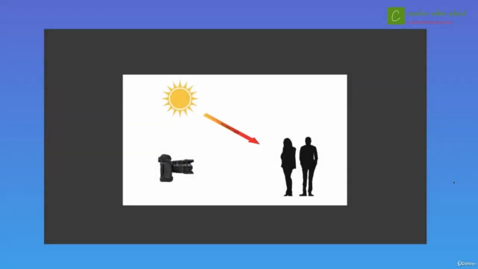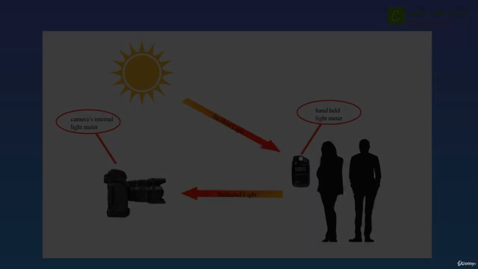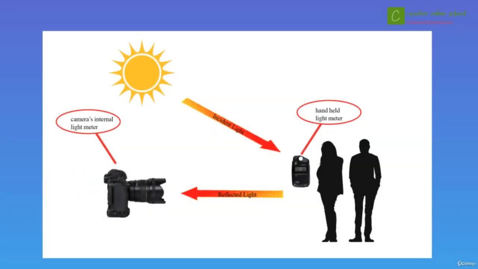Reflected light is the light that bounces off or reflects from your scene or subject back to the camera's lens. This is read by your camera's internal light meter. The incident light that is falling on your subject is read by a handheld light meter. When using a light meter, it allows you to get a reading to measure the light falling onto the subject rather than the light reflected back to the camera.